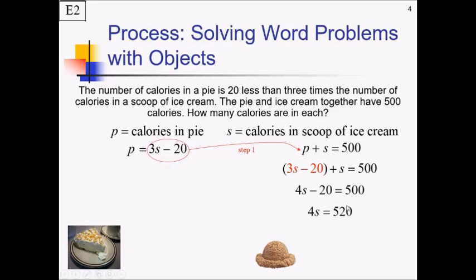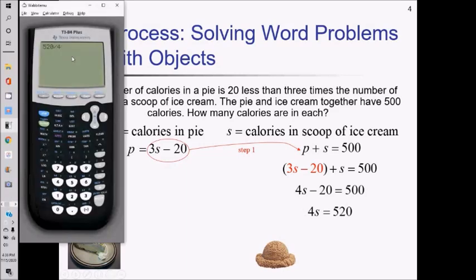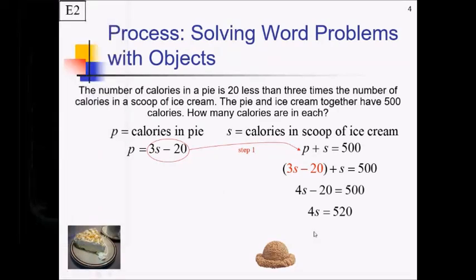And then dividing by 4, let me go to the calculator. So 520 divided by 4 gives me 130. So that's 130 what? Well, this is calories. So this is 130 calories in 1 scoop of ice cream, which actually seems pretty close to reality if you count calories. Now we have to figure out calories in a pie slice there. So we're going to plug 130 in for S, and probably this S is a good place to do it because we've already got P by itself.